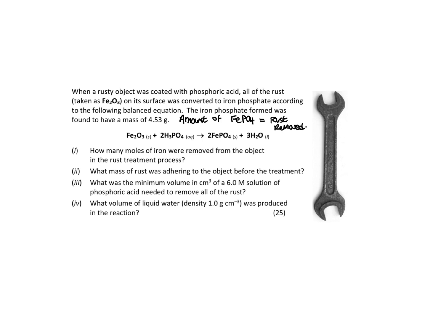So the iron phosphate formed was found to have a mass of 4.53 grams. That means the amount of rust removed was 4.53 grams. And we can use this information now to figure out the rest of the parts of the question. So let's begin. Let's start with part 1.